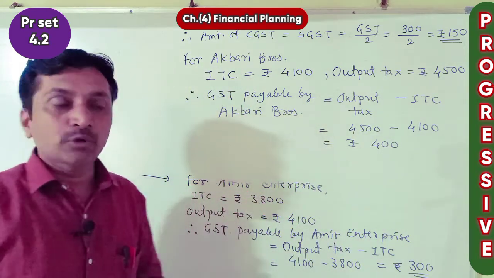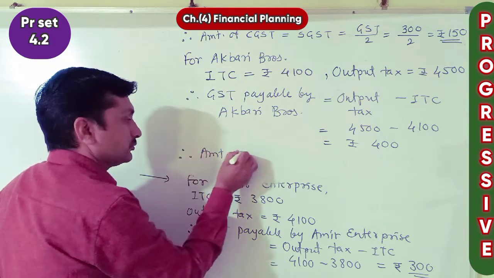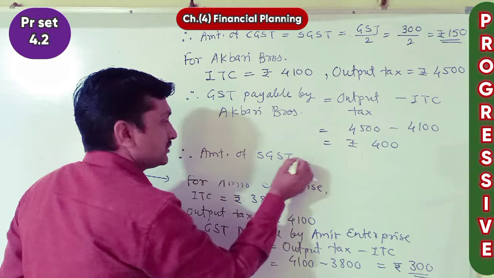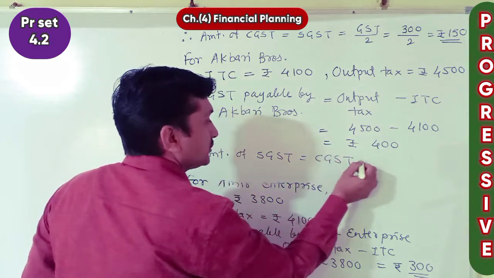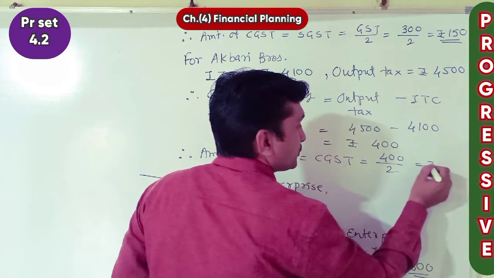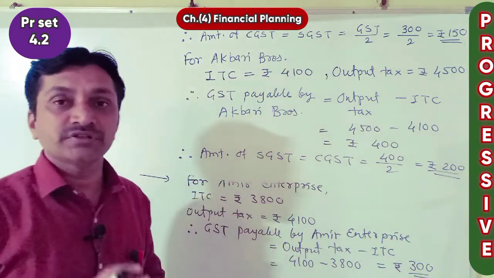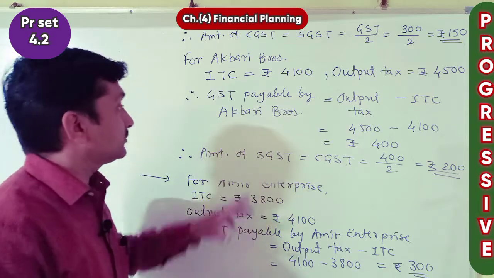we want amount of SGST, CGST here. Therefore amount of SGST is equal to CGST is equal to 400 upon 2 is equal to rupees 200. This is amount of CGST equal to SGST for Akbari Brothers.